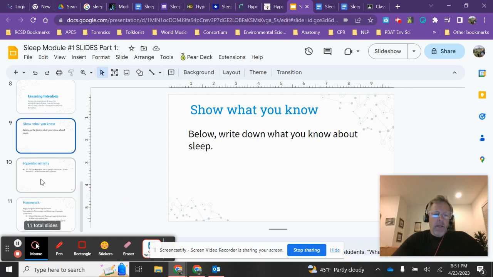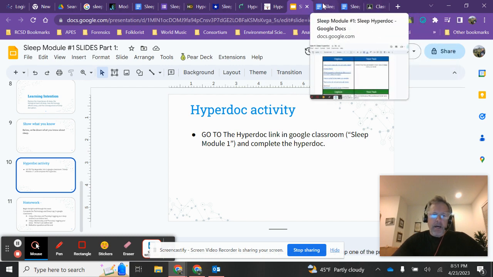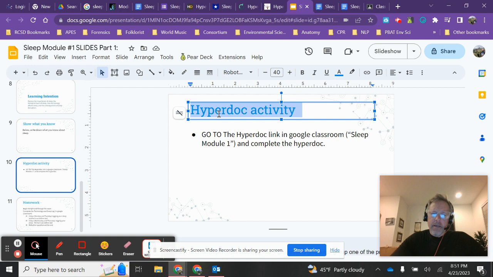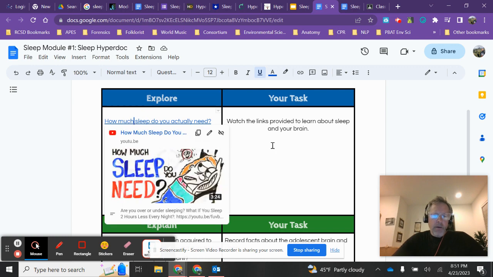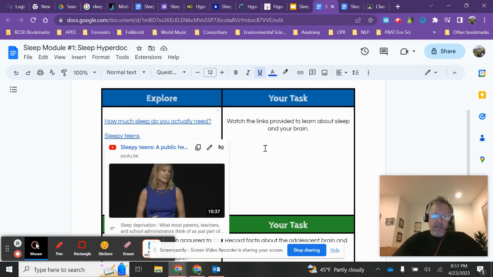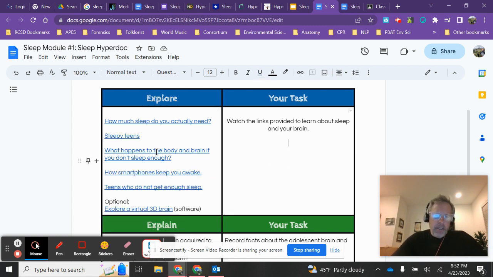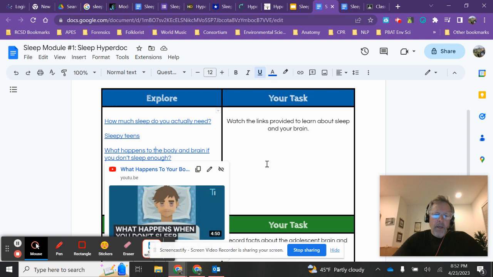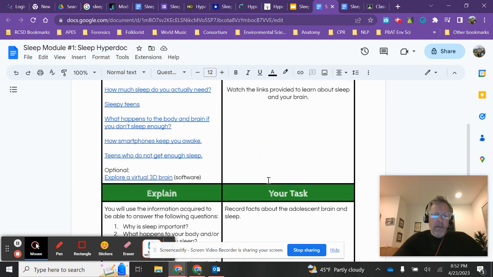Okay. Then you're going to go to slide 10, which is hyperdoc activity. Now to do this, you're going to go back to Google Classroom. You're going to open up the hyperdoc. It's literally called hyperdoc, like that. And it looks like this. Basically, what you do is you're going to explore each link, watch the videos, make sure you have sound on, and if the guest teacher wants to put them on together on your screen, that's perfectly cool too. And then there's also some reading. I think there's one specific reading I'd like you to read.